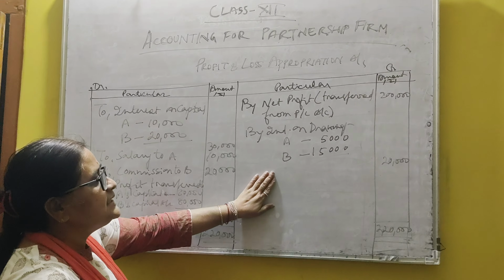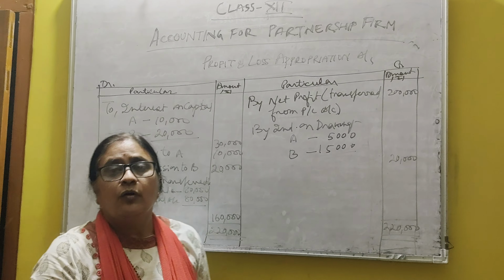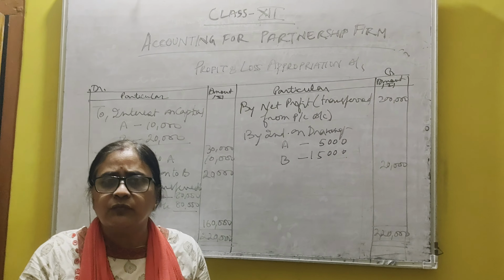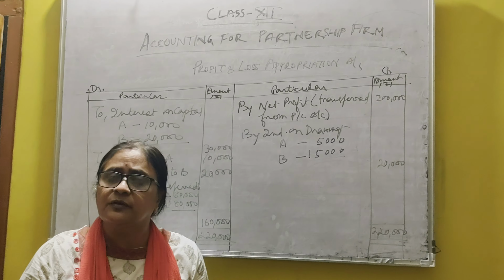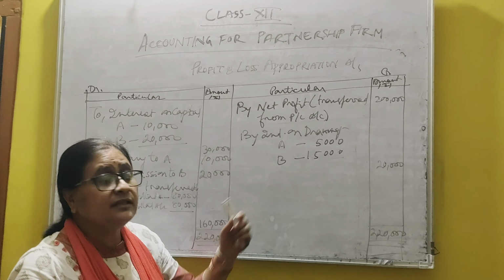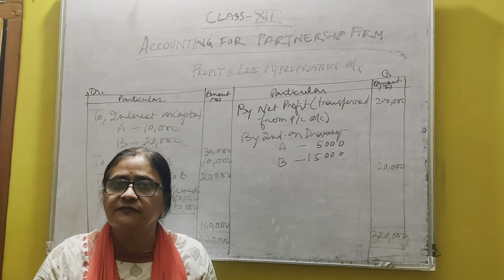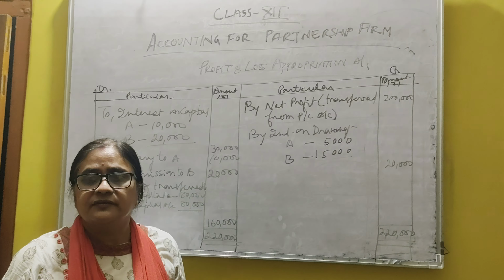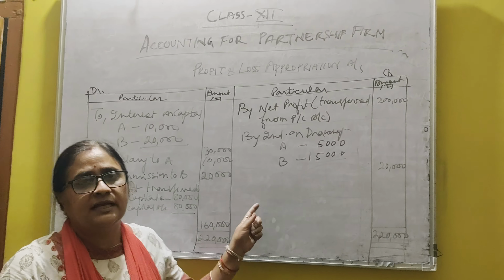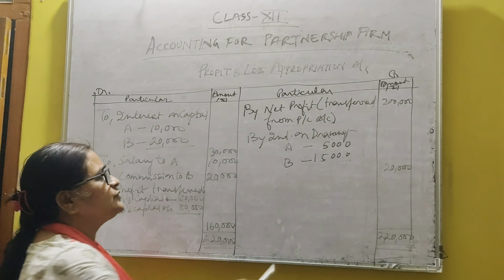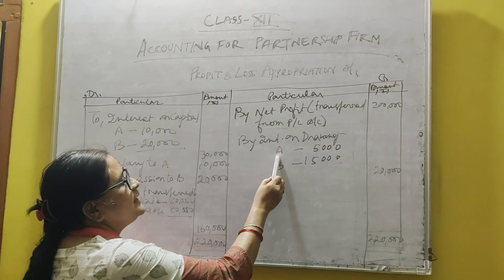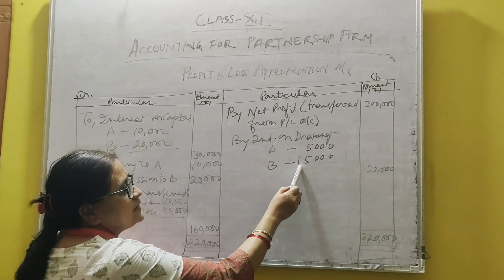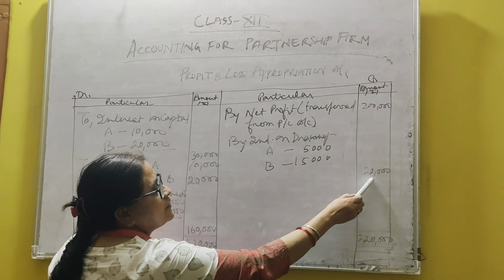Now on this credit side you must write all the income of the firm related to partners. Means whatever the firm will get as income from the partner, that you have to write. And the only income of the firm from the partner is interest on drawing. So interest on drawing, if given in the question, you must write. For example, in this question we assume that A will give you 5,000, B will give you 15,000. So 20,000 is the interest on drawing.